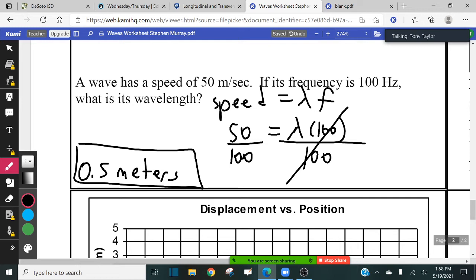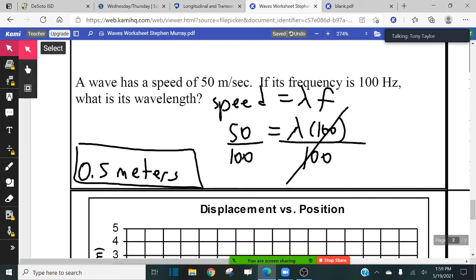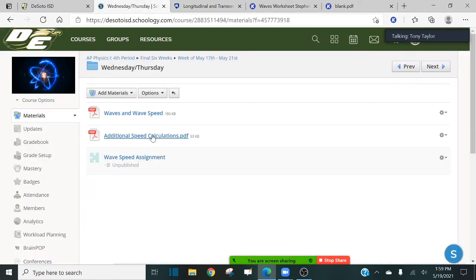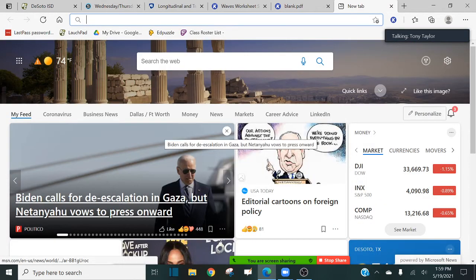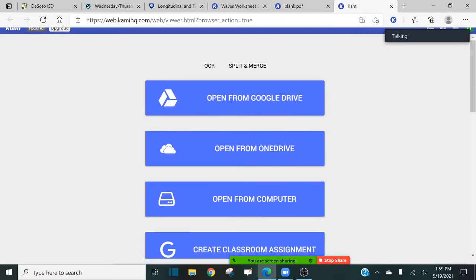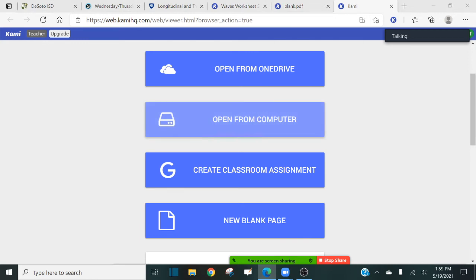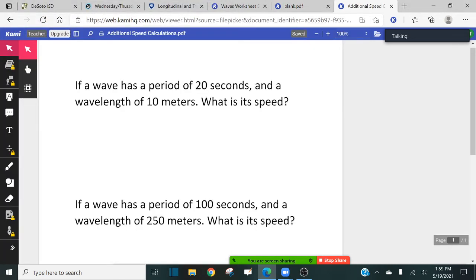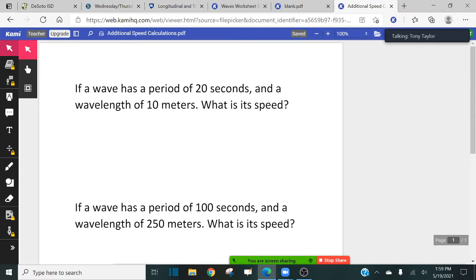All right. You know what? I have a few more speed problems that I'm going to do with you guys. I'm just going to do 3 more. There are some additional speed calculations that I have in Schoology. I'm just going to do those 3, and then we're going to call it a day. So let me go ahead and pull up that file. We're just going to do these 3 problems.